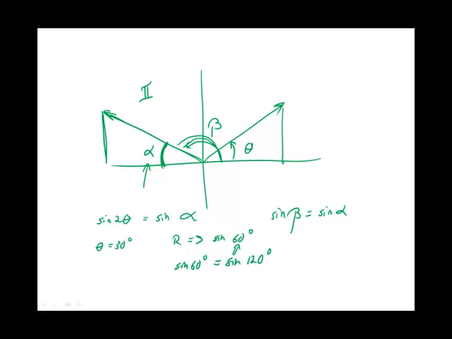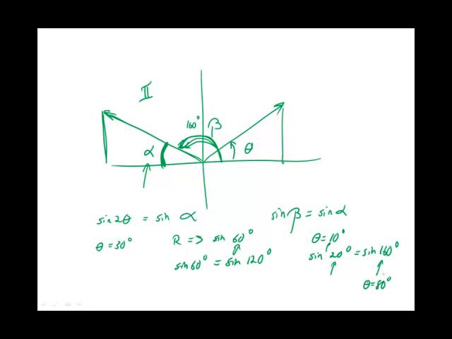Now let's try another angle. What if theta was equal to 10 degrees? Then the range equation involves the sine of 20 degrees. But if this is 20 degrees, then there's another angle here, and that angle would be 160 degrees. So the sine of 20 degrees equals the sine of 160 degrees. But 20 degrees means I came off at an angle of 10 degrees. 160 degrees means my original theta was equal to 80 degrees.